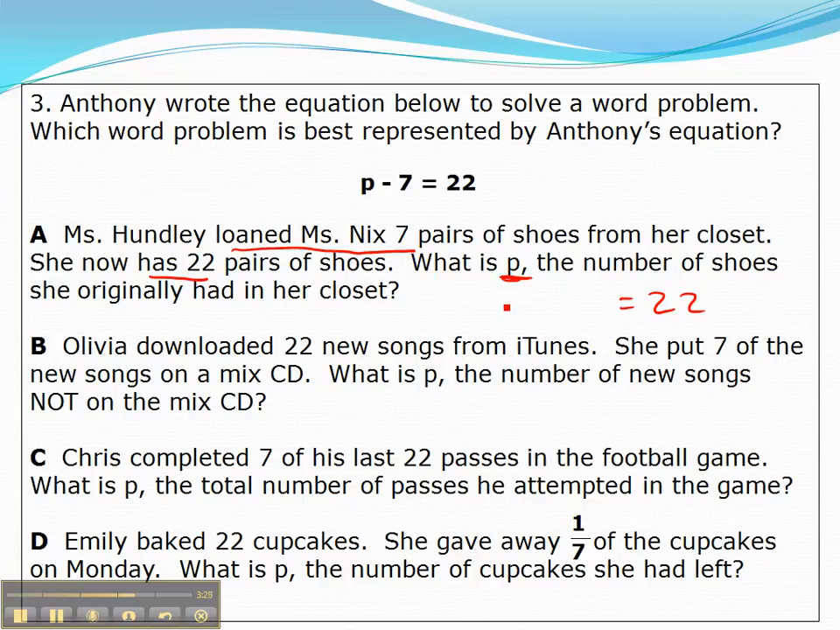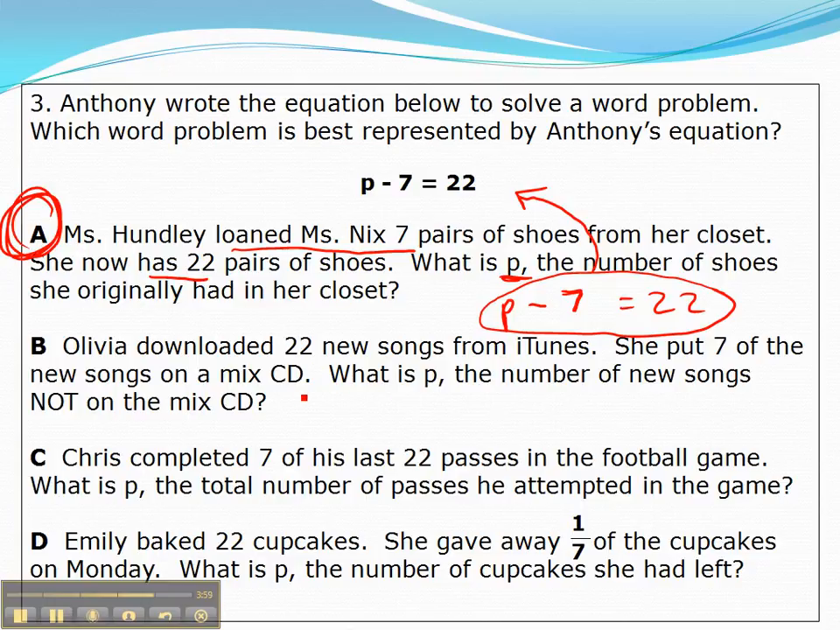The P represents some number of shoes, maybe it's 20. Well, it had to be more than 20 actually. If she loaned it, she had 22 left. But the point is P is the number she originally has, and she loaned 7, so you subtract 7 from P, and then you're left with 22. You can see that 29 would be the original number of pairs. But the main point is this equation that we've built up does match the equation we're given, so the correct answer is answer choice A.